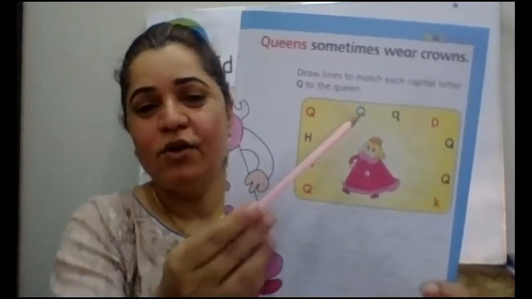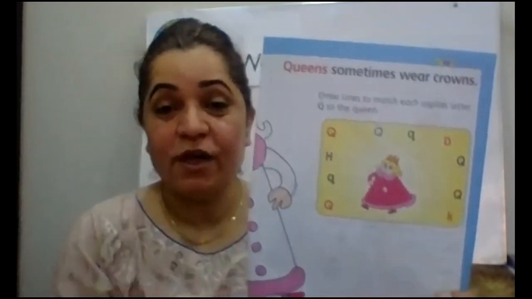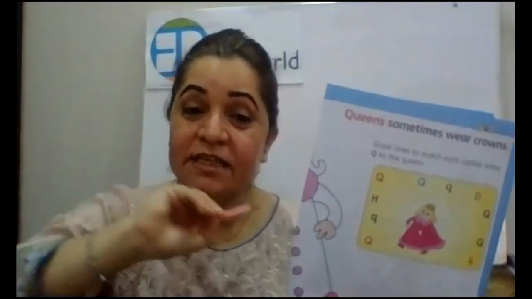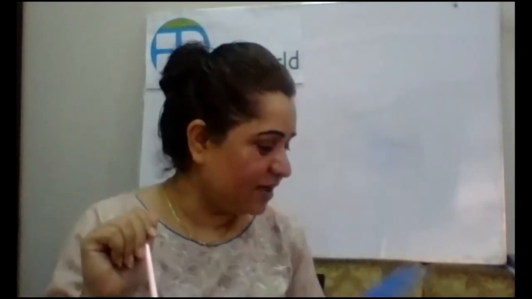So altogether, 1, 2, 3, 4, and 5 Qs. We are going to trace the line towards the queen. That's great. So draw the line towards the queen, but only the capital Q. Not the small q, not the other alphabet, only the capital Q. You're going to connect it with the queen. Yay, that's great. Lovely. You've done it. Yeah, that was very easy for you.